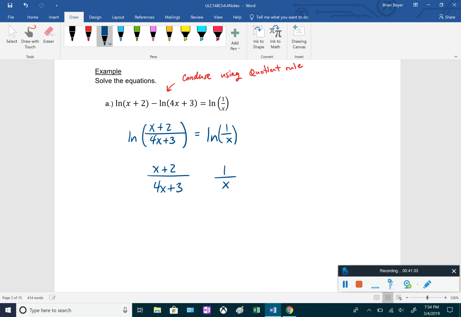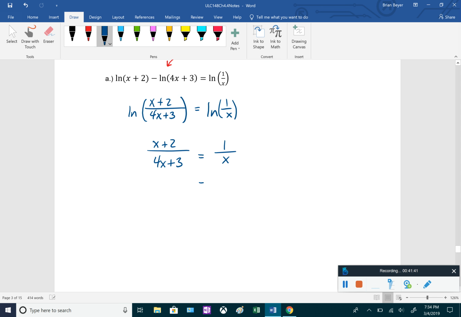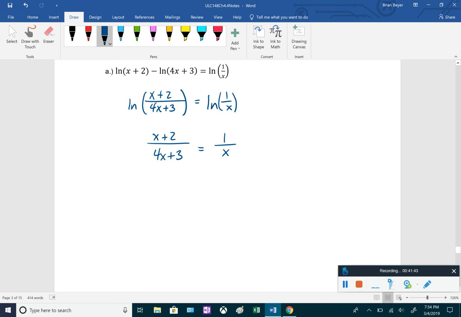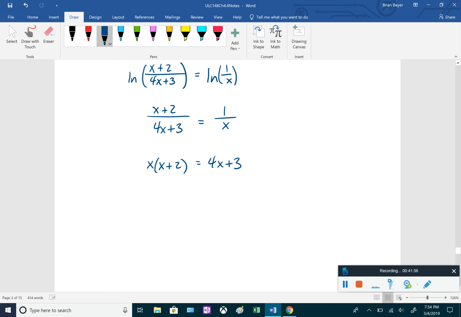So technically what we're doing there is like base e on both sides, because that cancels the ln's on both sides. So now we have this rational equation. So we're going to solve this by cross multiplying. So cross multiplying, we get x times x plus 2 equals 4x plus 3 times 1, so just 4x plus 3. And we're going to distribute the x and get x squared plus 2x equals 4x plus 3. So we have another quadratic.